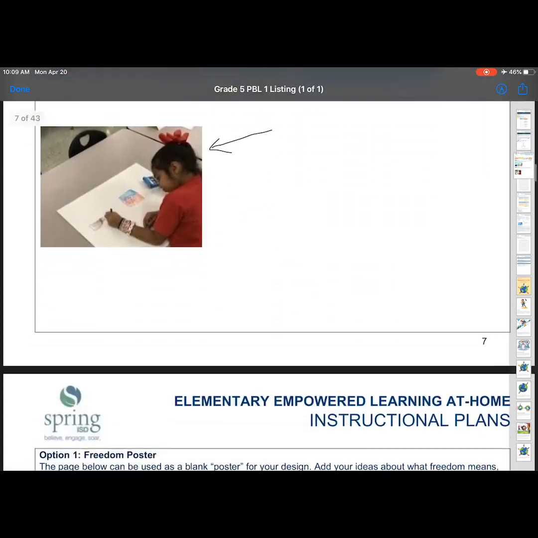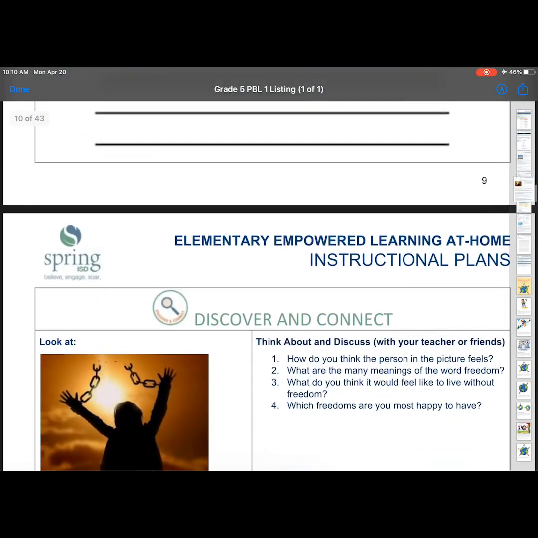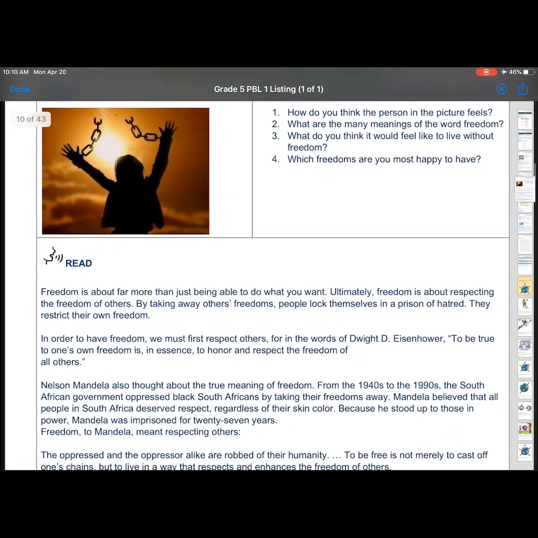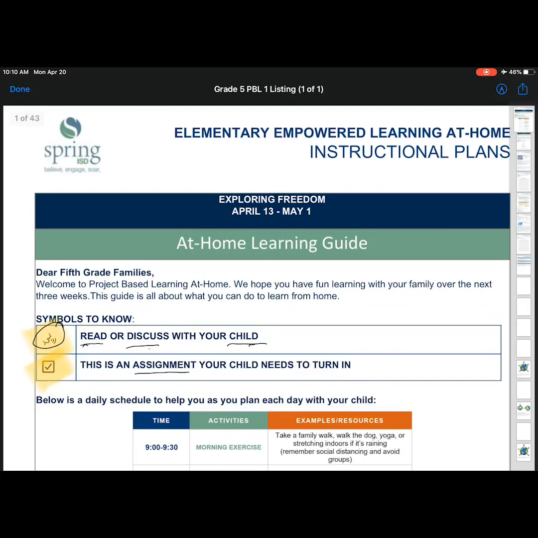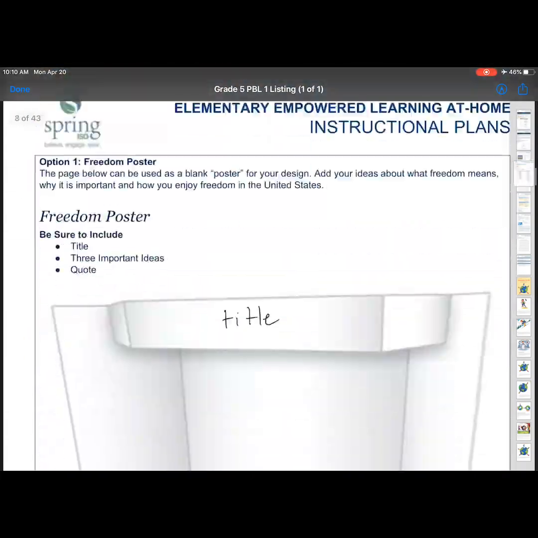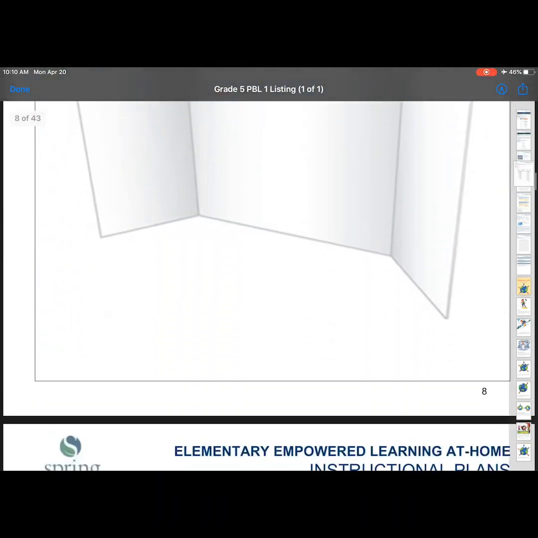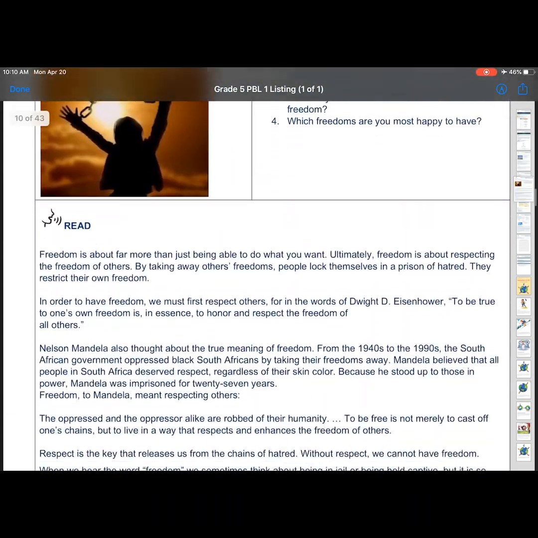Not that easy, right, guys, to work with electronics. So much easier on paper.